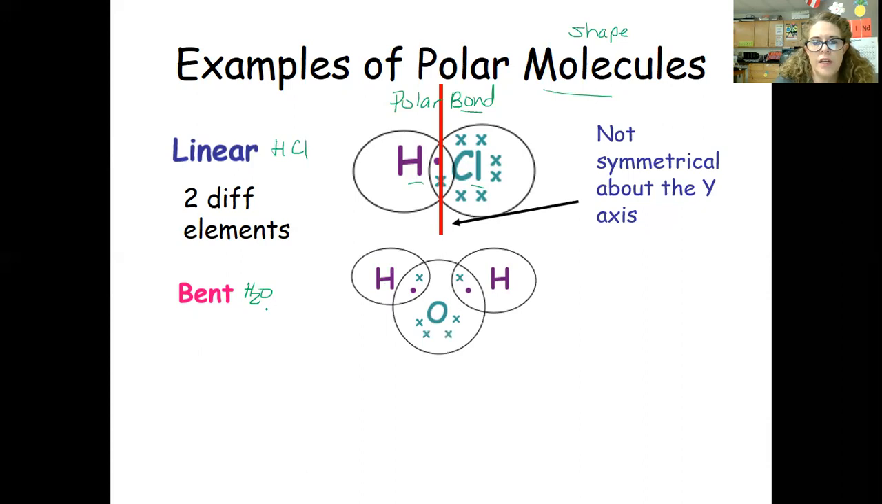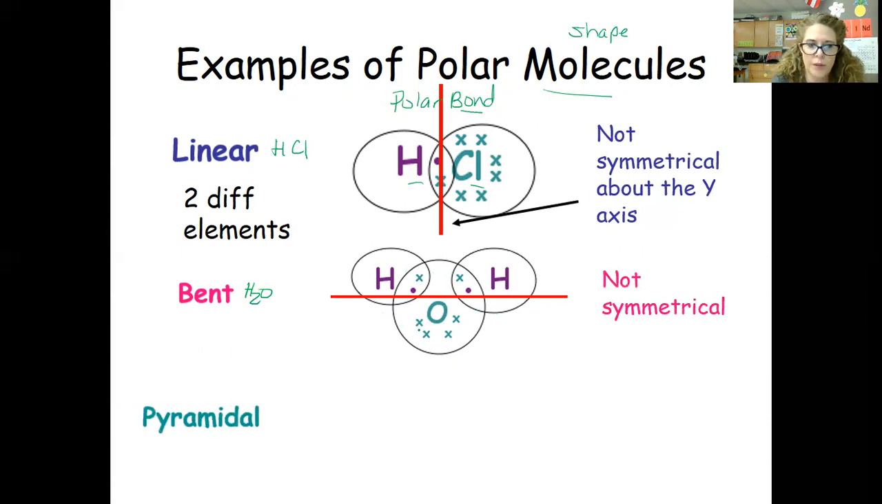And if it is 2 hydrogens to 1 oxygen, oxygen being my center atom, let's look at symmetry here. So if I draw this line of symmetry, I have 2 hydrogens above the line and I have no hydrogens below the line. This is not symmetrical. So then we call this also polar. Now I'd like to say, what does this mean, right?